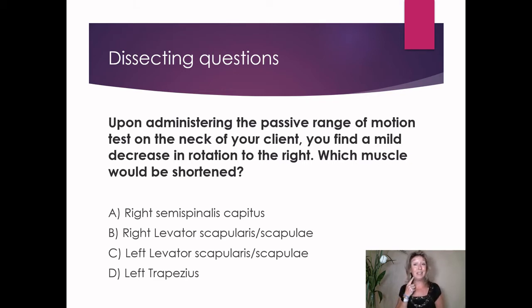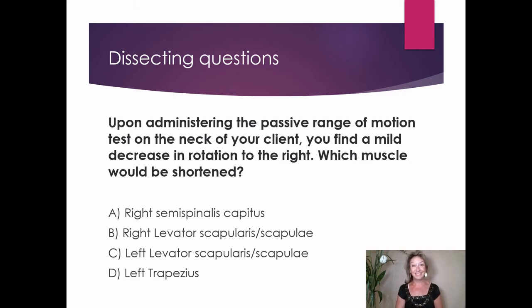You would think that this muscle would be shortened because we're turning to the right and that's contracting to turn our head to the right. But if I have a restriction, it's actually something on the left. All right, what do you think? So we just eliminated 2 wrong answers. It's not on the right. So is it my levator scapula or my trap that is most likely limiting my range of motion?